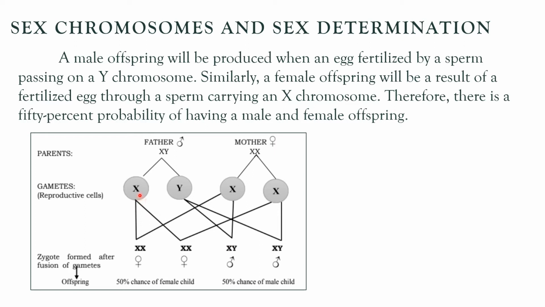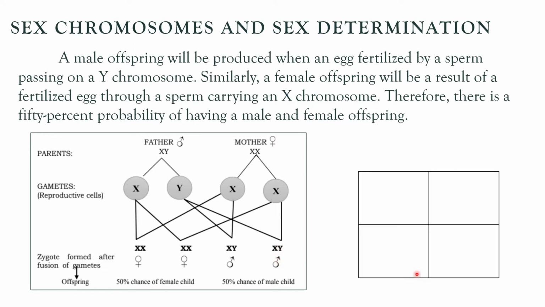Another thing is that if the sperm cell of the father that carries X fertilizes an egg cell which carries X also, they can produce a female offspring. And if the sperm cell that comes from the father that carries Y fertilizes the other egg cell, there's a possibility that they will produce a male offspring.